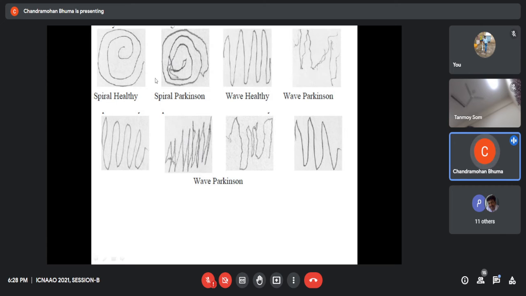Here, both wave drawings and spiral drawings are used. This is a wave drawing for a healthy person and a wave drawing for a Parkinson patient. In fact, this is severe Parkinson. Different wave drawings by patients suffering with Parkinson disease are shown here in the four images.